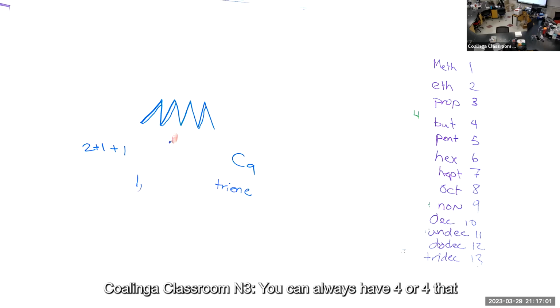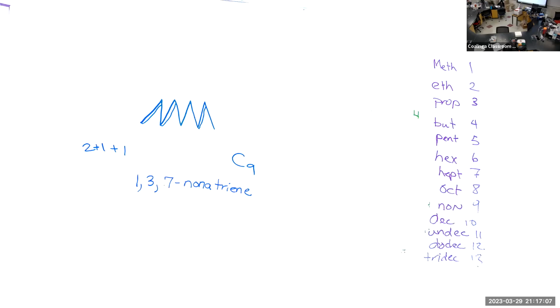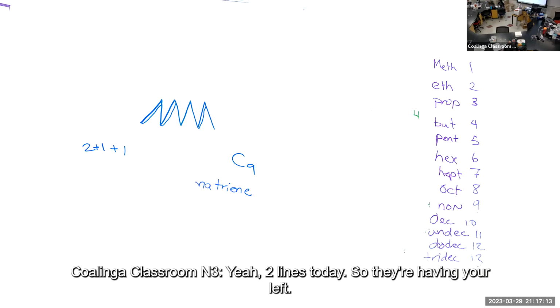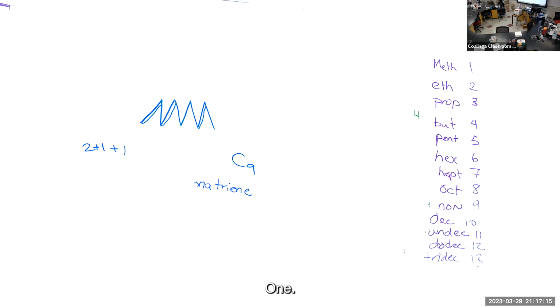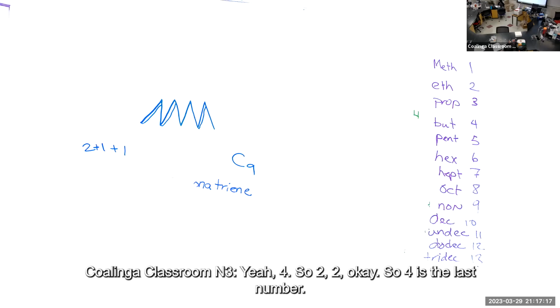I'm trying to understand it. Remember, you can always have 4. Okay. 4. We're going to 4. So you look at the lines that are connected, right? So let's go back over. Here, we had 2 lines connected. So then how many are left? 1. You can have 4. So 2. Okay, so 4. 4 is the last number.